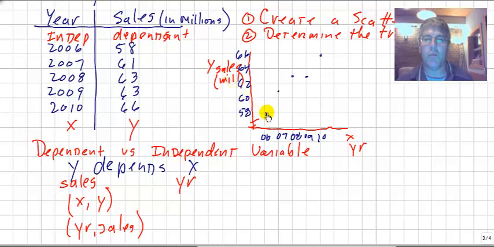So we've got our ordered pairs here that we've plotted on the Cartesian, or the first quadrant of the Cartesian plane. And it looks like our data has a particular trend that looks something like that. So a very nice upward trend for this particular company over those years in their sales.